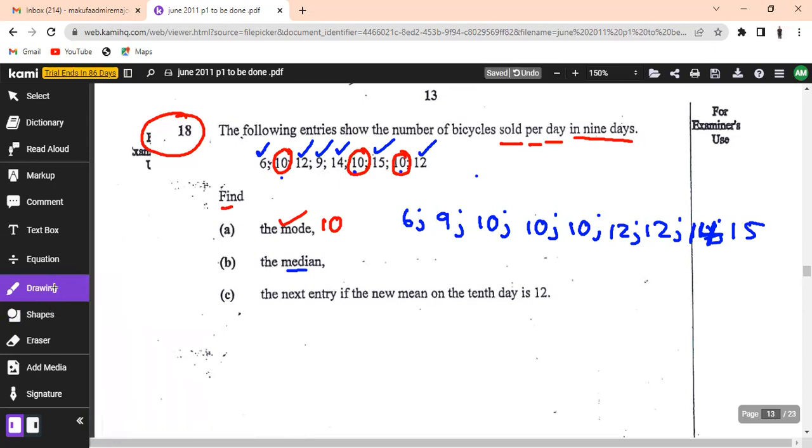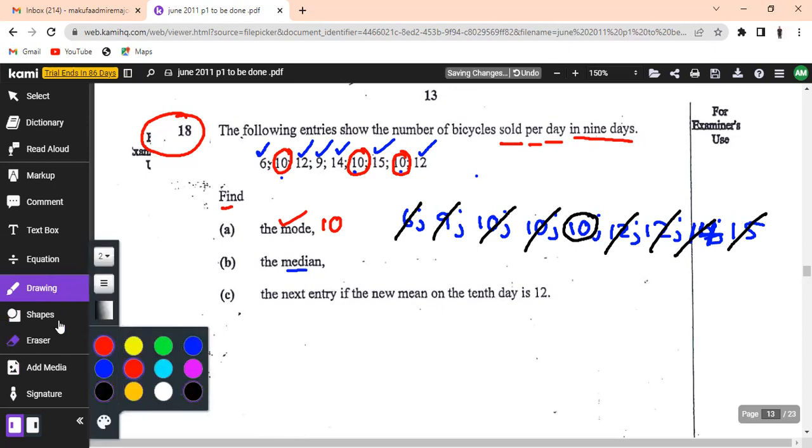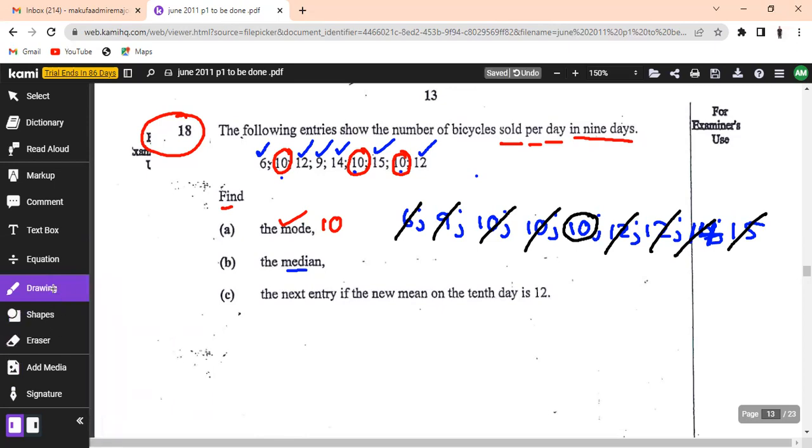So I'm just going to cancel this in between 6 and 15, 9 and 14, 10 and 12, 10 and 12. So as you can see, the middle number is going to be 10. So that is your median in this case. Okay, so the median is the middle term when numbers are arranged in order of size, which is 10.